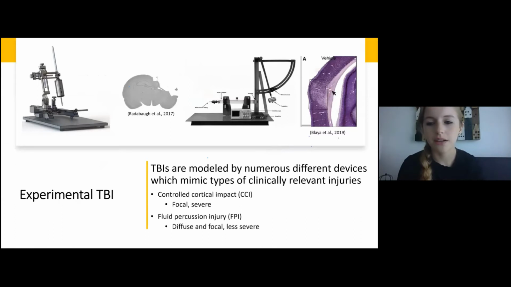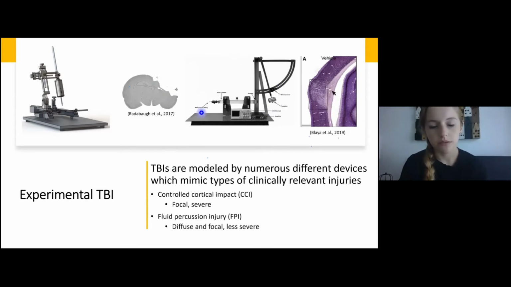So now to get a sense of what my data set actually looks like, let's run through how TBI is modeled in the lab. There are many different devices that model different injury types, like the ones I mentioned a little bit ago. And two of the devices I have pictured here. On the left is the Controlled Cortical Impact Device, or CCI, which causes its injury by quickly lowering an impactor tip a few millimeters onto an exposed dura and results in a mechanical disruption of the underlying tissue. This creates a very severe focal injury at the point of that impactor tip.